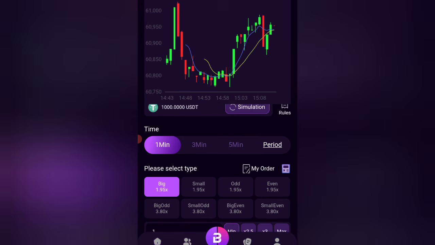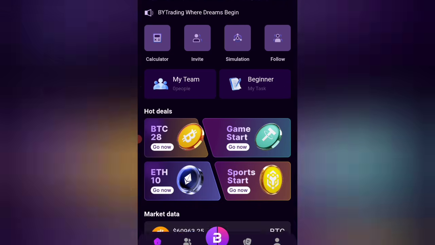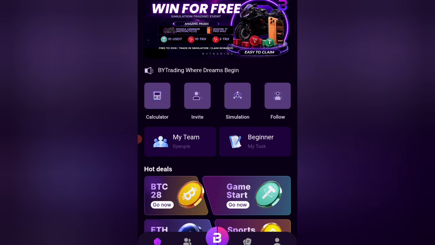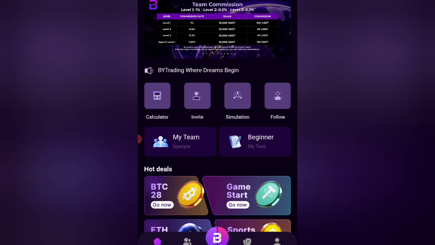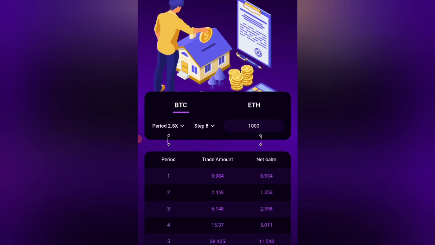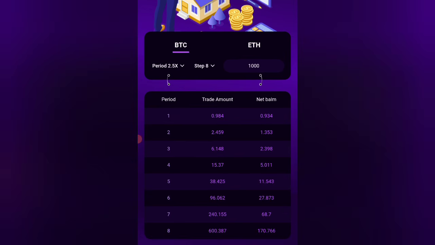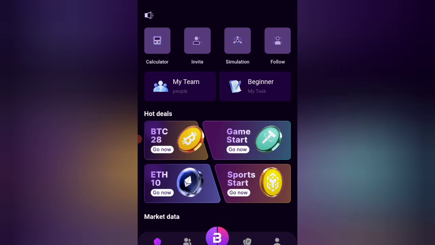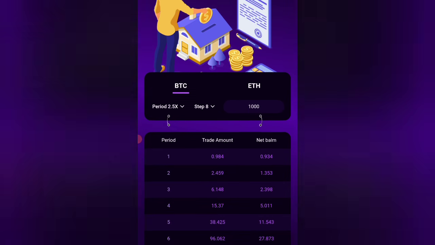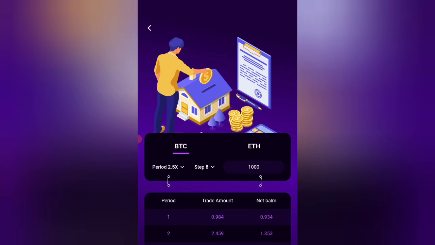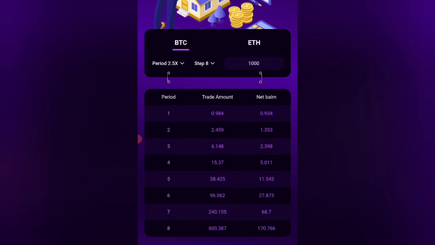But before you start trading, you need to make use of the calculator, because this will enable you to stick with the platform rules. This also provides 100% compensation for 8 consecutive losses. So if you come here, click on calculator. After you have funded, I'll show you how to fund. Then you enter the amount you have in your account balance.